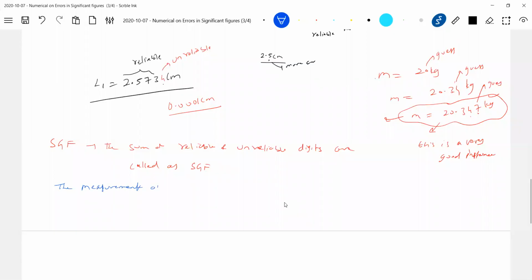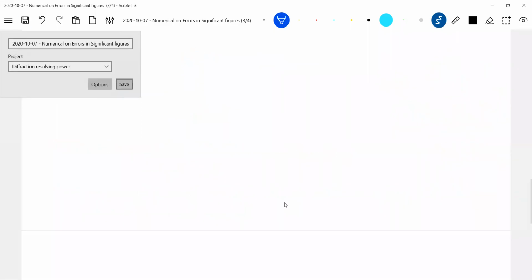The measurement observed should be entered in such a way that it should reflect the precision of the instrument. Okay, that's the core idea. Okay, now we'll go for the rules.